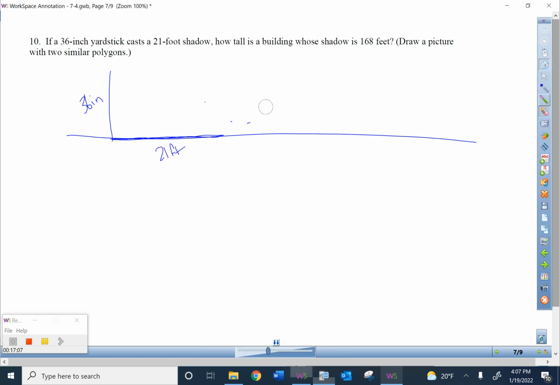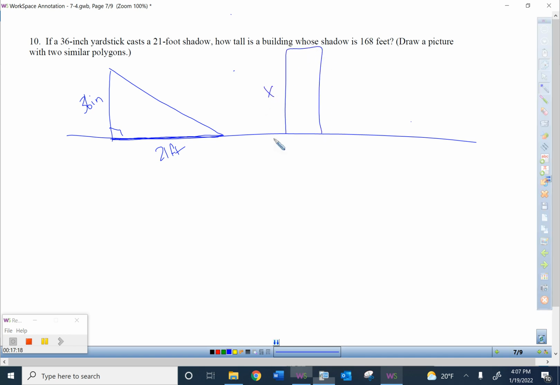Okay, but then we're just going to connect them with a right angle like we've been doing. Then our next one says, how tall is a building. So we're drawing a building. We don't know how tall it is, so there's the X, and this shadow is 168. Go in the same direction. 168 feet.